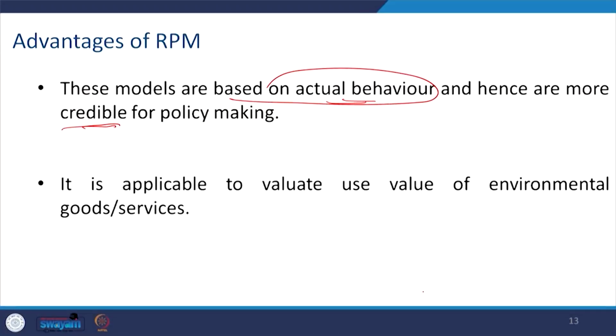When the models are based on actual behavior, obviously policy makers are more interested in using this method to take into account the cost and benefit of these environmental goods and services, or policy and project aspects, and that is why it is very credible from the viewpoint of policy makers. The second advantage is that revealed preference methods are generally used to estimate the use value of environmental goods and services. So, these are the benefits of revealed preference methods in non-market valuation approaches.